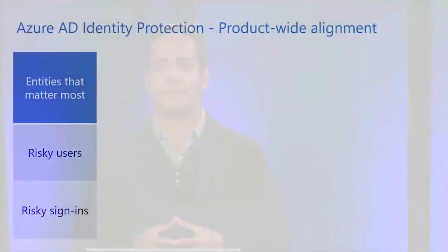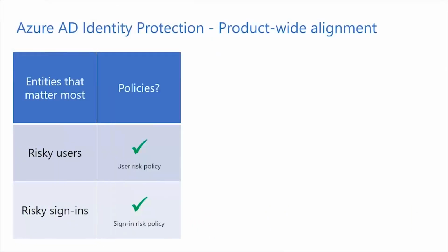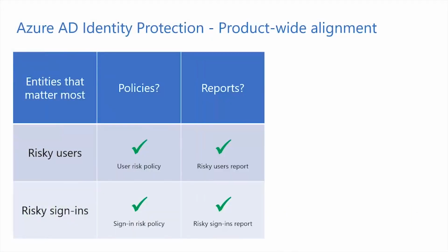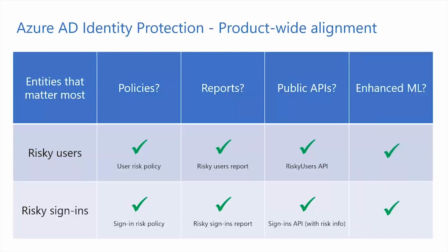So, to sum up, we reached out to a lot of IT admins and asked them some very tough questions. We asked them about their dreams and learned about their nightmares instead. Their top trending nightmares were risky users and risky sign-ins. These are the entities they were most concerned about. We have aligned the entire identity protection around these entities. IT admins can now have automated policies, detailed reports, powerful APIs, and enhanced machine learning for both risky users and risky sign-ins.